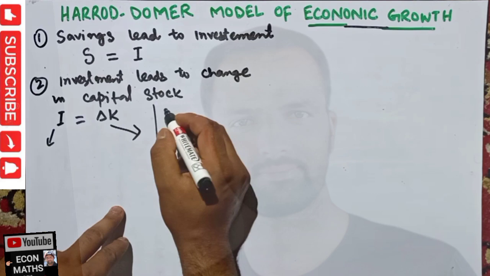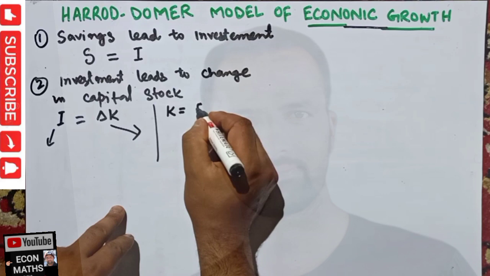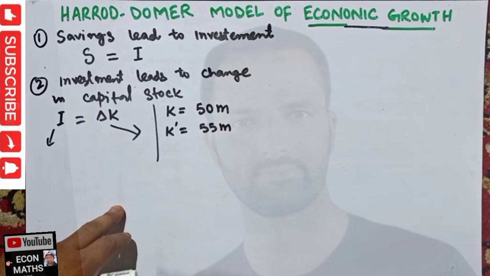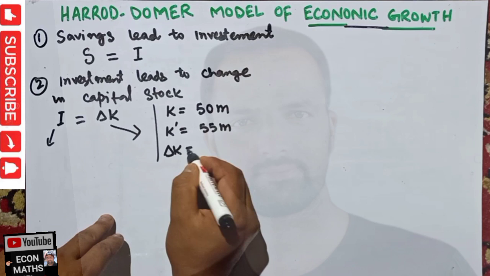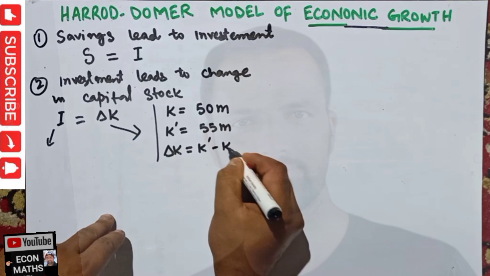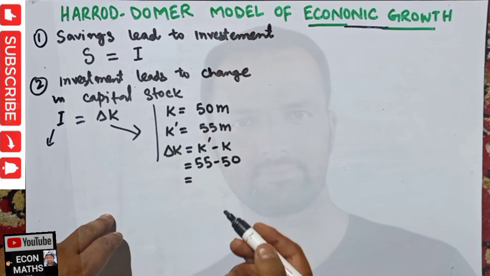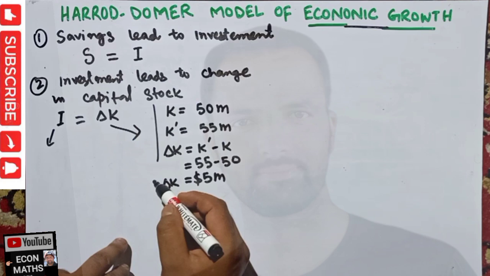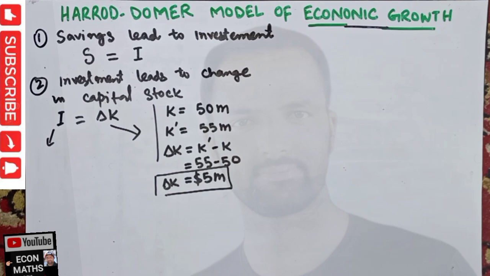Let's take an example. Let us say in last year we had a capital stock of $50 million, and currently this year we have 55 million worth of capital stock. Now our change in capital stock, what we call the capital accumulation also, is equal to K dash minus K. Here it is 55 minus 50, which simply means we have a 5 million increase in the capital stock. That is, our investment leads to change in our capital stock. What is capital stock? Capital stock is just the capital accumulation.